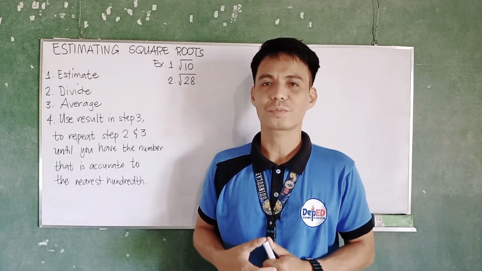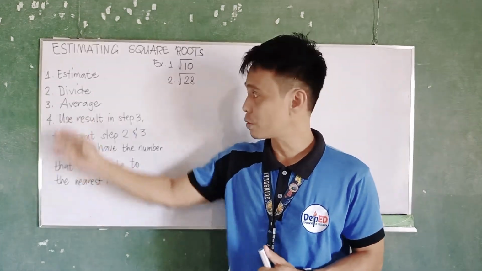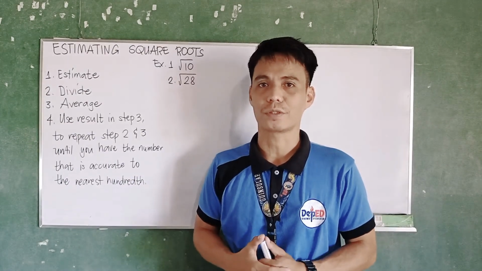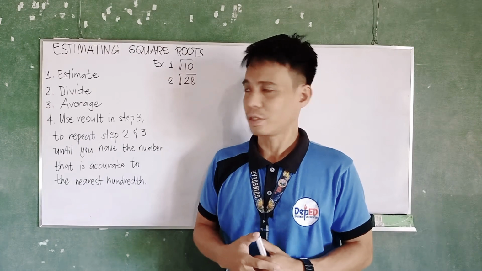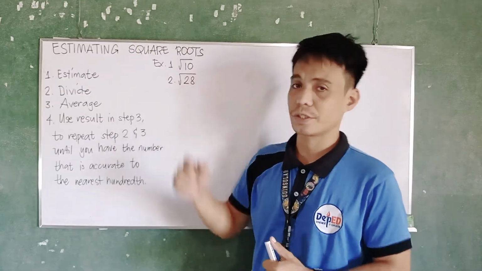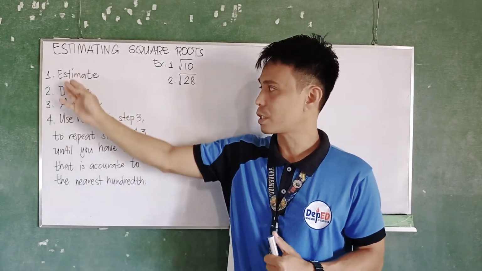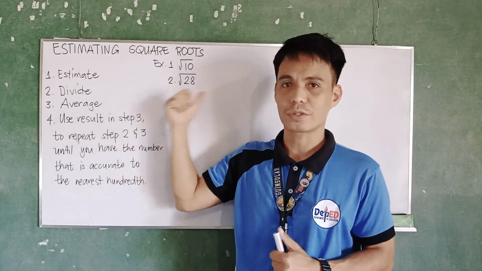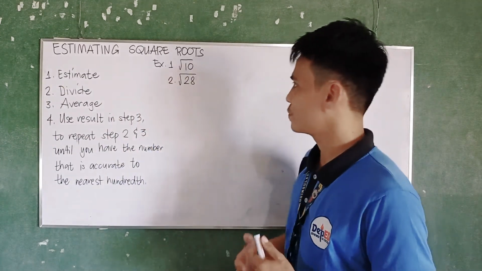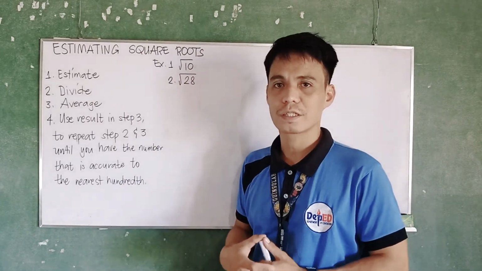Okay, so in estimating square roots, guys, we just have to follow simple steps para masolve natin yung tamang sagot. Okay? So let's do examples 1 and 2. Let's do first example number 1. Gagawin natin is simultaneous, sundan natin yung steps, and solve natin agad-agad para mas maintindihan. So example number 1 is square root of 10.